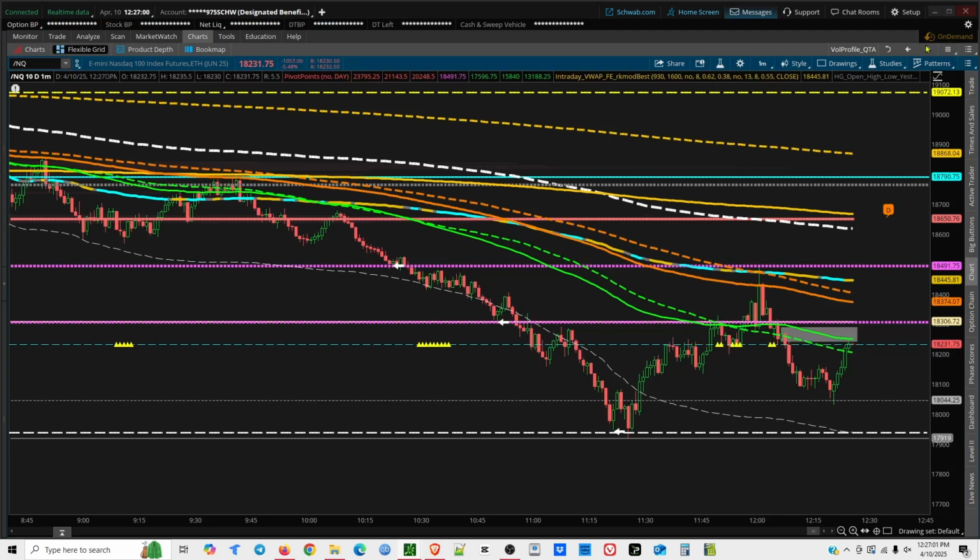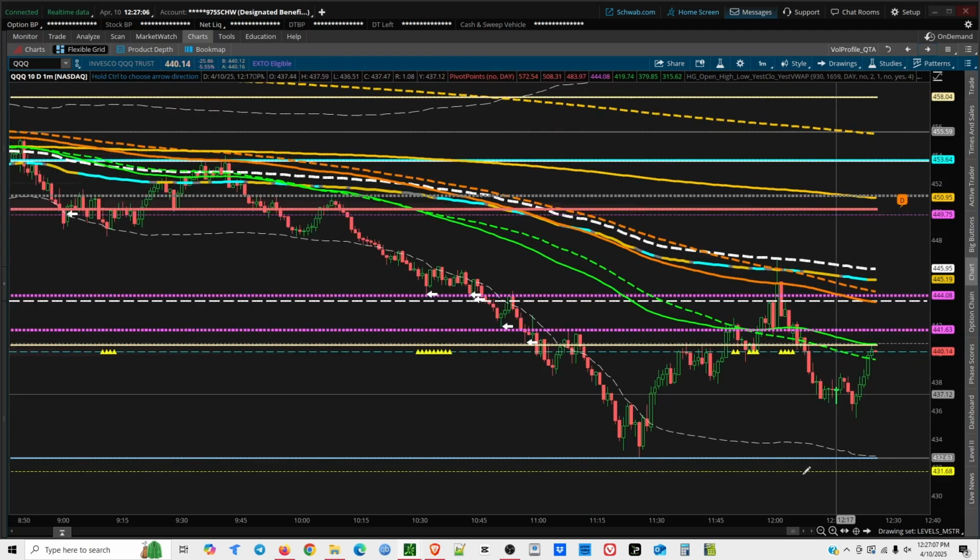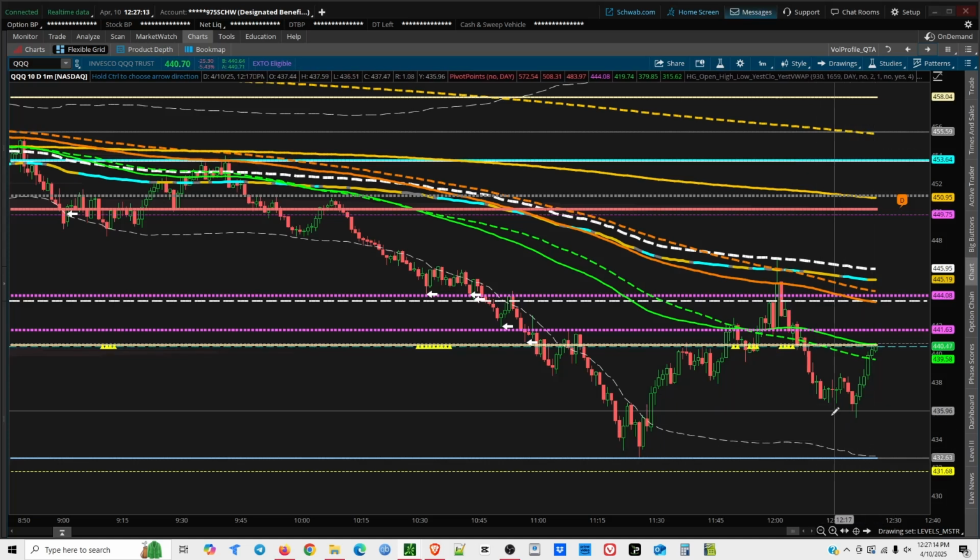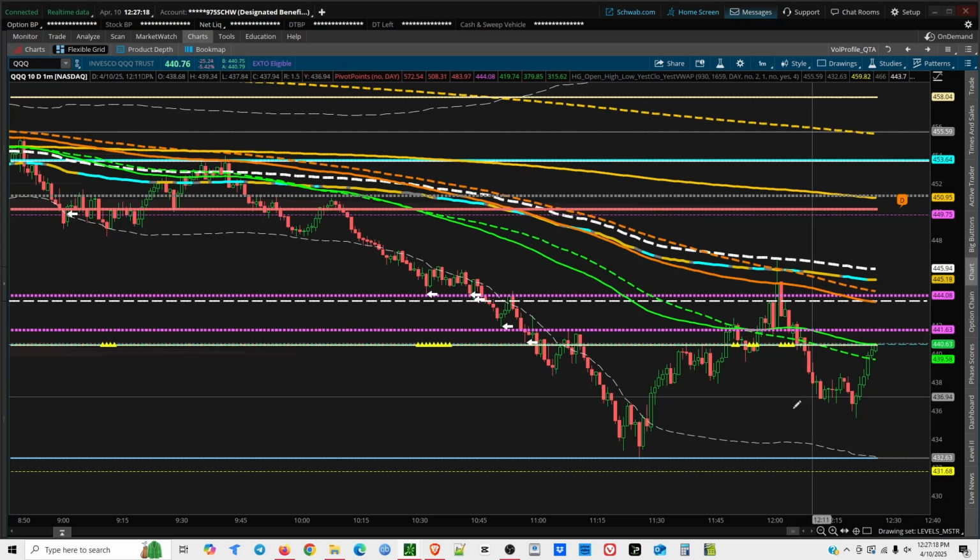Let's take a jump over and look at Qs. And here we are, the same thing with Qs. We did not have anything that supported a bounce here other than an indecision candle, which was right here.